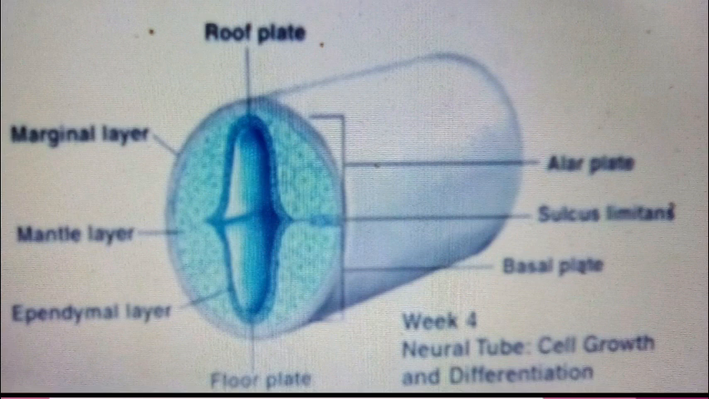Then also here you have a roof plate and the floor plate. The floor plate is ventral while the roof plate is dorsal. So at the midline of the ventral portion you have the floor plate. The roof plate is dorsal. It's found at the midline of the dorsal portion. So eventually you have the dorsal median groove differentiating there.